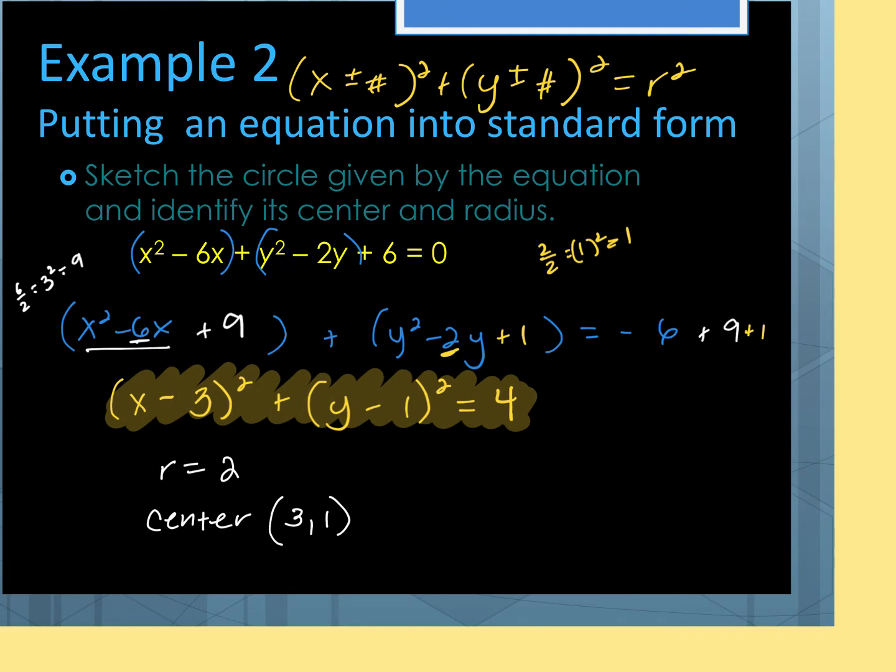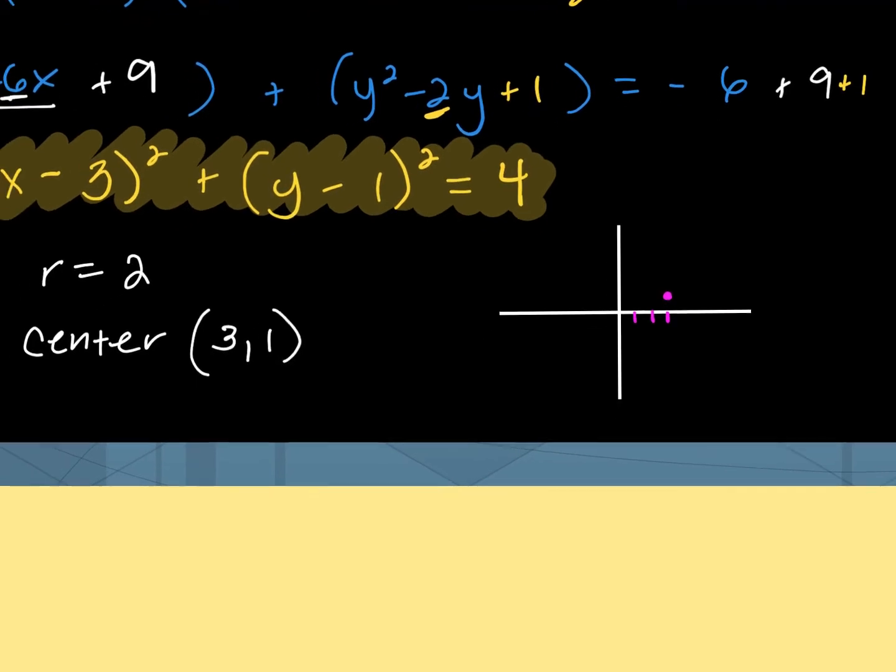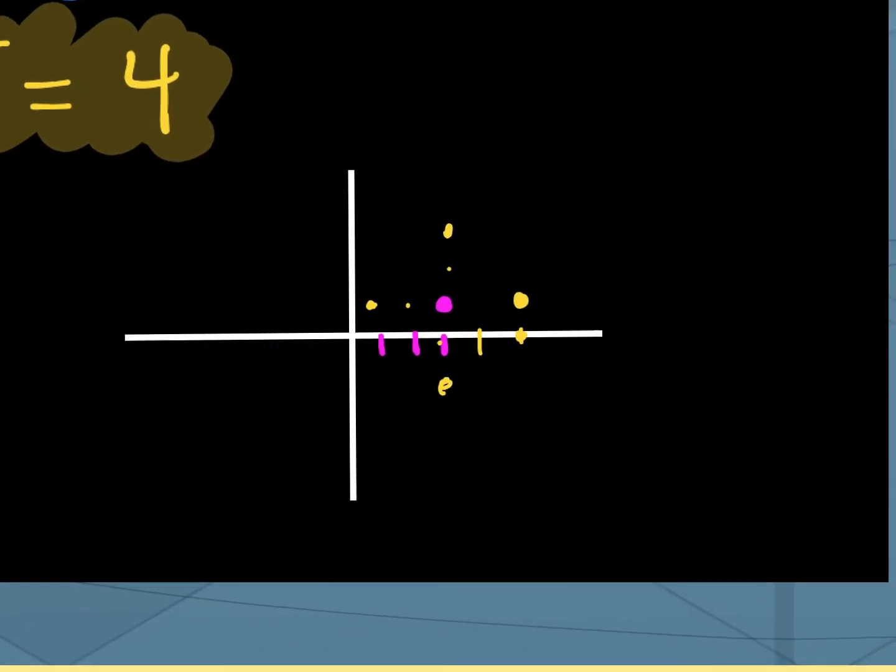So if I'm going to graph it, I'm going to go 1, 2, 3, up 1, and then I'm going to go up 2, right 2, down 2, left 2, and make my circle.